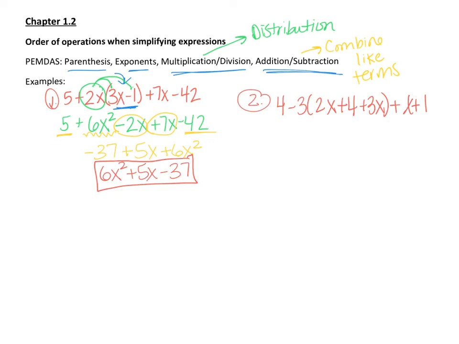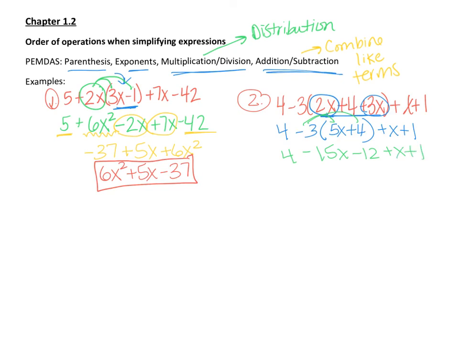I would first look inside my parentheses for that PEMDAS. Inside that parentheses, I notice I have a 2x and a 3x that I can combine. So I'm going to have a 5x + 4 inside the parentheses. The next thing I'm going to look for would be my exponents. I don't have any exponents. Then I'm going to look for multiplication. Again, I see distribution. So I'm going to distribute that negative 3. So I'm going to have negative 15x minus 12. I'm going to leave that 4, that x, and that 1.